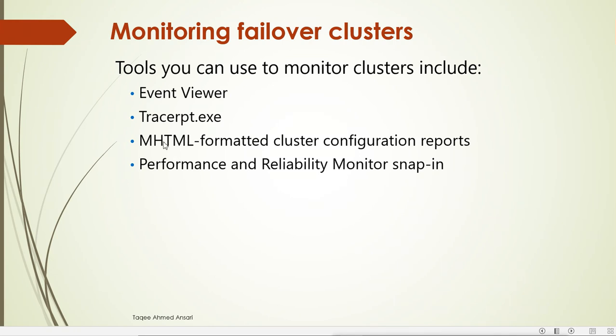Then you can use the traceapt command also. This is the command line tool which you can use to monitor whether the cluster is working or not. Then you can use the MHTML formatted cluster configuration report, so you can see the configuration report about the cluster also. Then you can go to the Performance and Reliability Monitor snap-ins. Performance Monitor checks the performance of the cluster nodes, and with the Reliability Monitor snap-in you can see what errors it is having, on which date, and how it is working. So these are the different tools we can use to monitor the cluster.